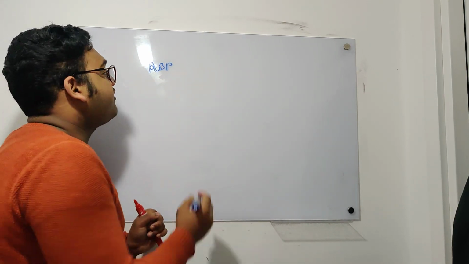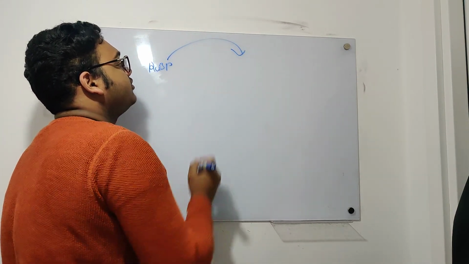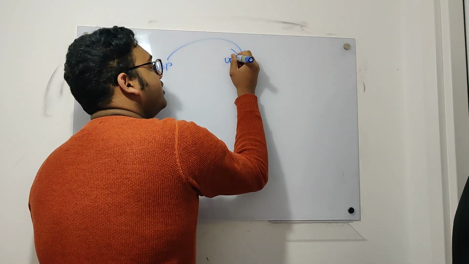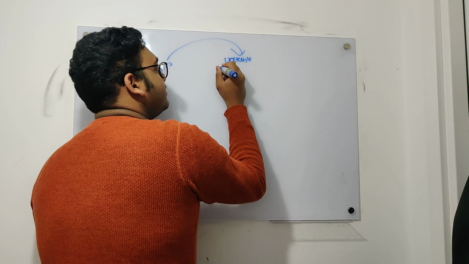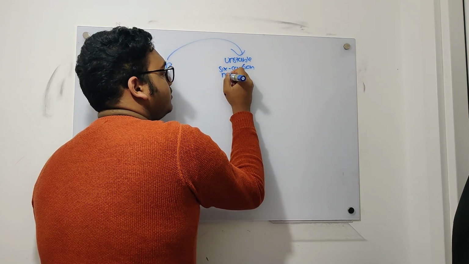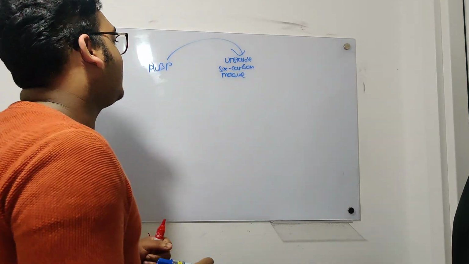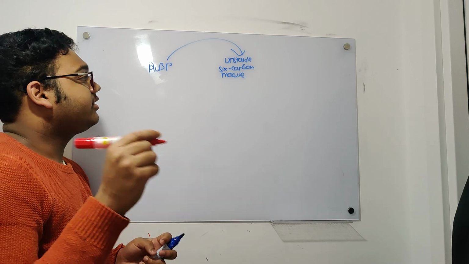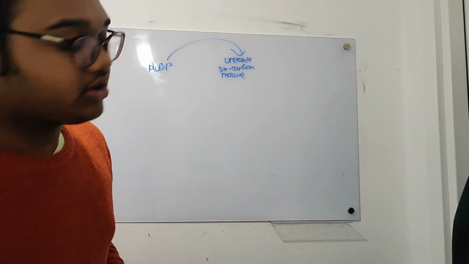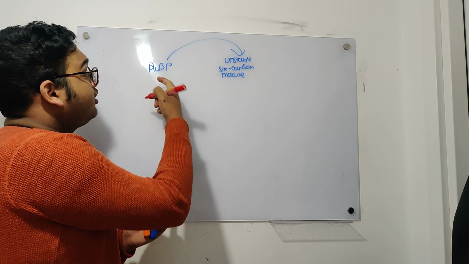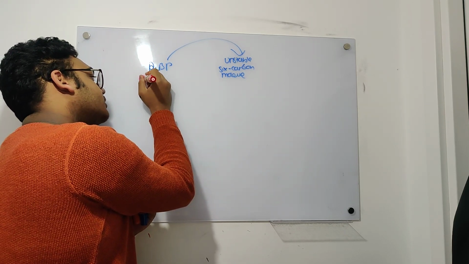So the first thing I'm going to do is write out RuBP. I'm going to draw an arrow from RuBP to an unstable 6-carbon molecule. So I'm just going to write that out. Unstable 6-carbon molecule. Now, I'm going to denote the number of carbons with a red and an orange pen. So I'm going to draw out the number of carbons for RuBP, which is 5.